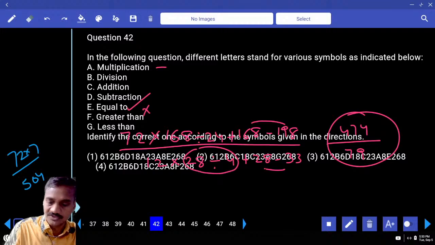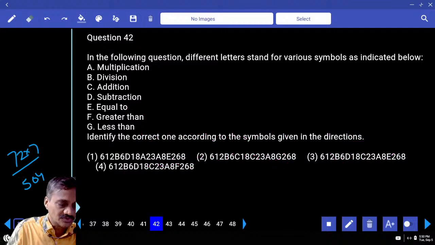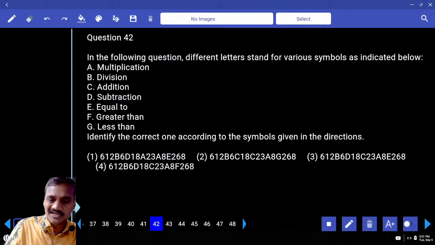The next one, 42. Now in this question number 42, identify the correct one according to the symbols given in the directions. Now according to the given, different letters stand for various symbols indicated below. That means now 612, then 612. Now E, where is E?